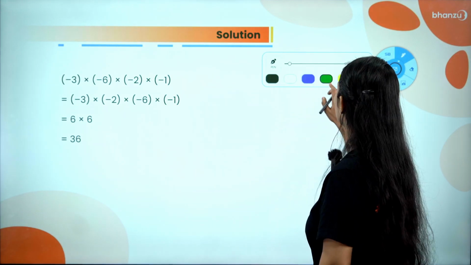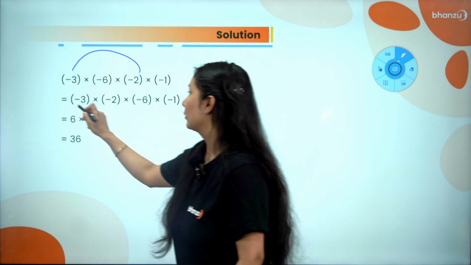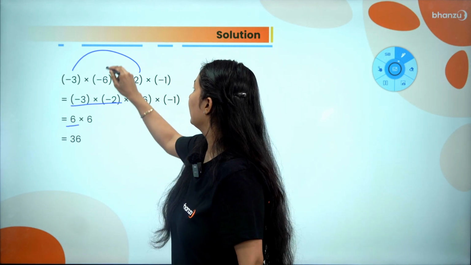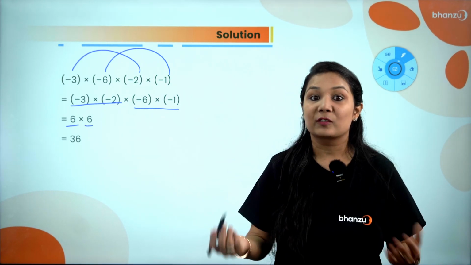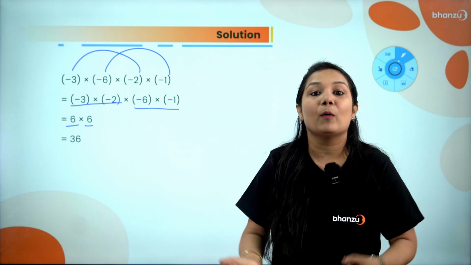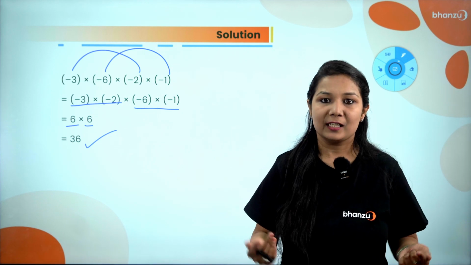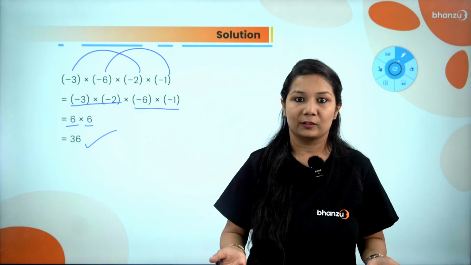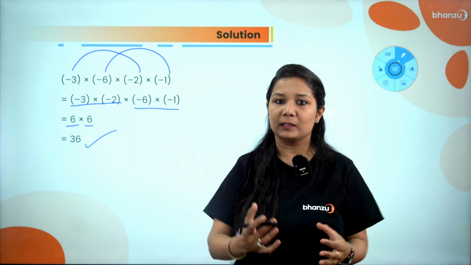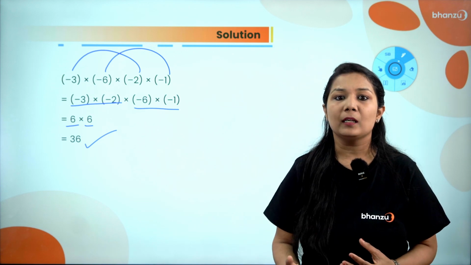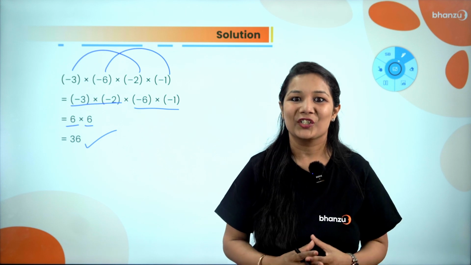Here we are going to group -3 into -2, which gives me plus 6, and -6 into -1, which again gives me +6, because we know two negative integers give a positive product. So 6 sixes are 36. It made our calculation easy. We have grouped similar numbers together. You can do the grouping anyhow, as we have learnt in the associative property, because we know it holds true for multiplication of integers, right?